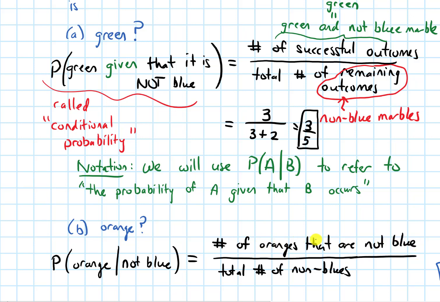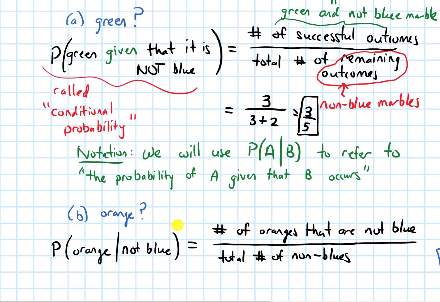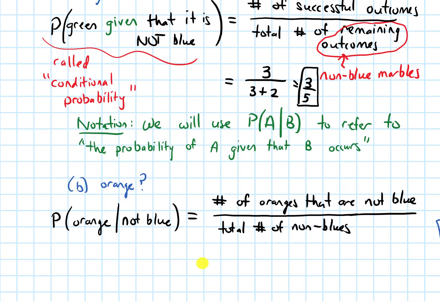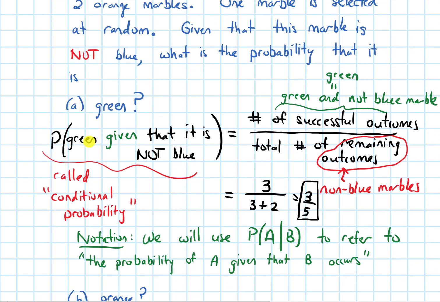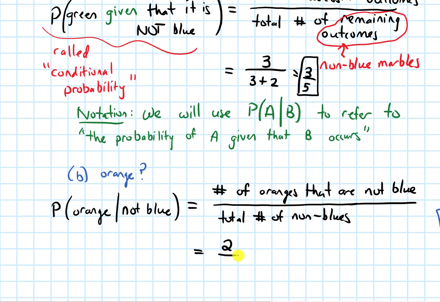But all oranges, it turns out, are not blue. So in the numerator, I'm just counting the number of oranges. And the problem told me that, well, there's 2 of them. Right, 2 orange marbles. And how many non-blues are there? Well, we saw there's 5 in part A. So our probability is 2/5.